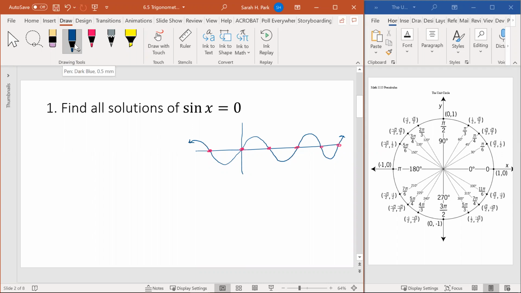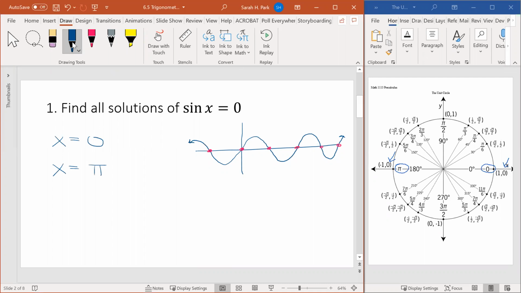You can look to see where the y coordinate on the unit circle is equal to 0. So if we look to the unit circle and look to see where the y coordinate is equal to 0, we can see it's 0 at 0 radians. We're going to work in radians, and also 0 at pi radians. So there's two solutions on the unit circle that we can write down. So we have x is equal to 0 radians, or x is also equal to pi radians.